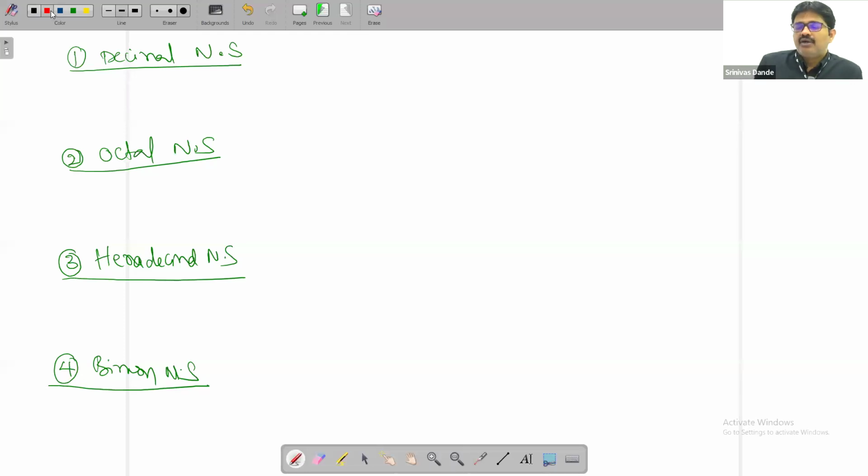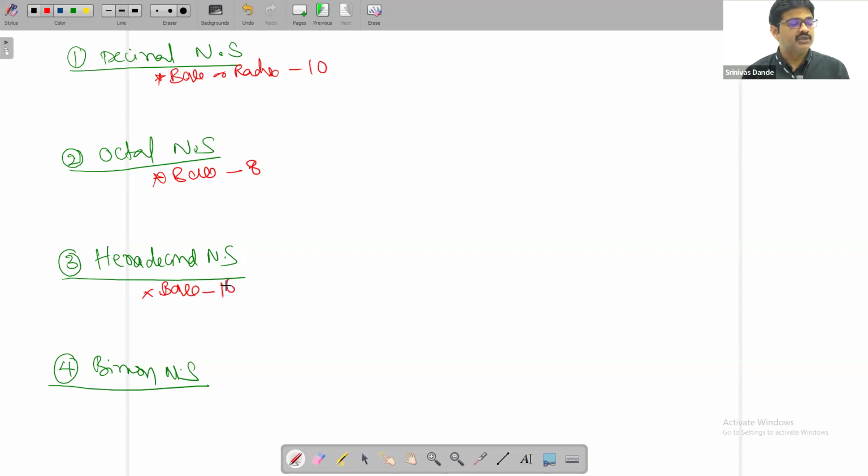What is the base of the decimal number system? The base, or radix, is 10. The octal base is 8, the hexadecimal base is 16, and the binary base is very simple, it is just 2. What is the meaning of base? Base means what? What number is it equivalent to? Why 10, why 2, why 8, why 16? What does it mean?